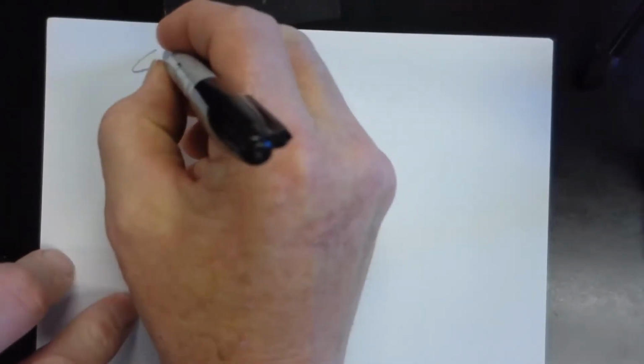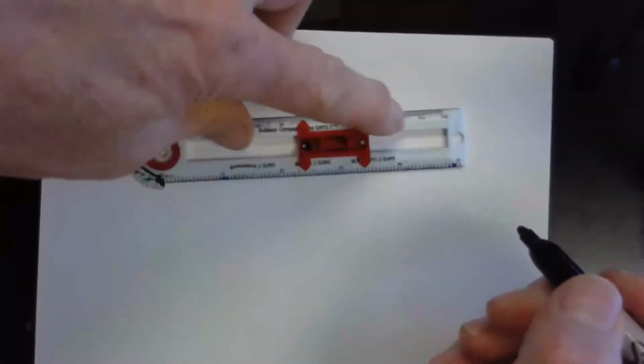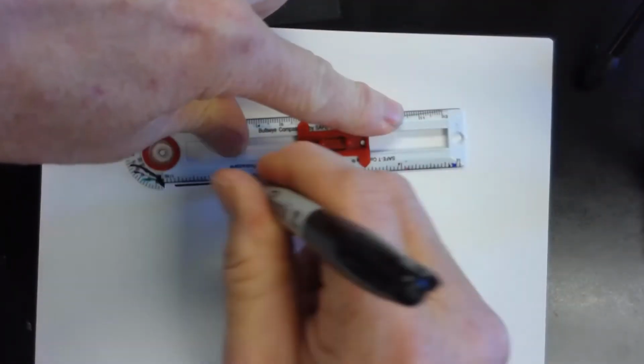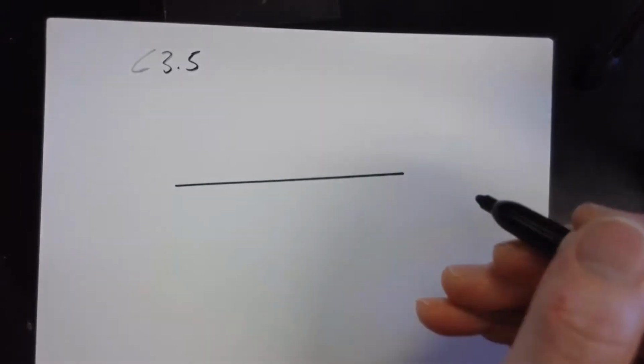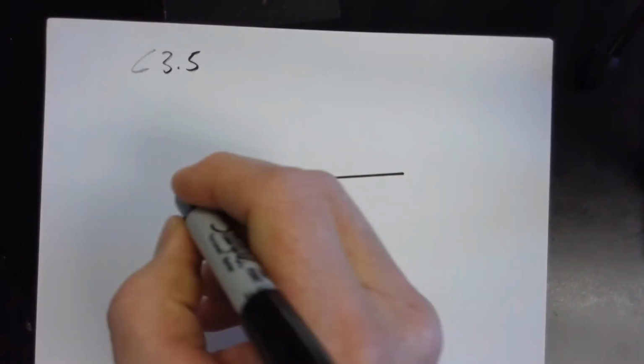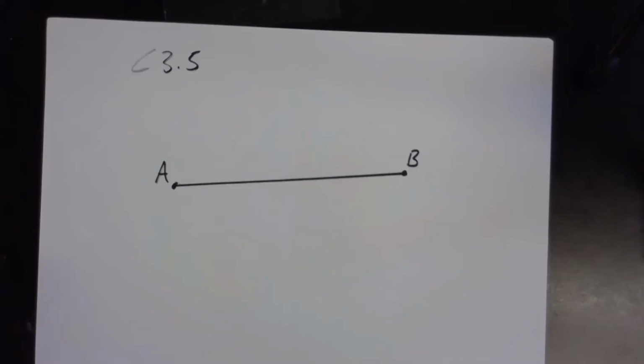So the first part of 3.5 that I want to be clear about, this is chapter 3.5. I'm going to draw a segment, but I'm going to use a little different words. I'm going to say this is a directed segment. What that means is it's kind of like a ray. We're going from A to B. Okay, so it's a directed segment.